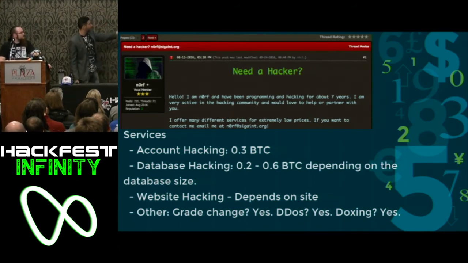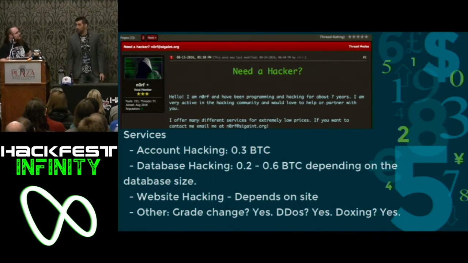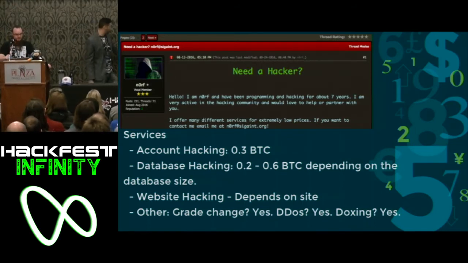And here's, what's a third of a Bitcoin now? $100? $200? These guys' prices are ridiculous. Like 0.2 to 0.6 depending on the database size. Database hacking means he gets in and just gives you the dump. How does he know the database size before he actually does it? I guess you tell him. Maybe you pay after. Website hacking, DDoS, doxing. Like, you want your grades changed? Yes, I can do it.